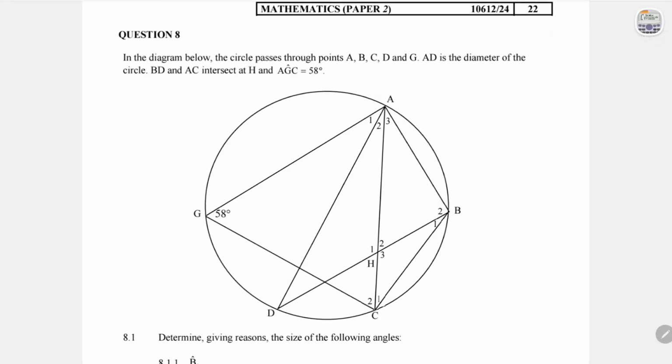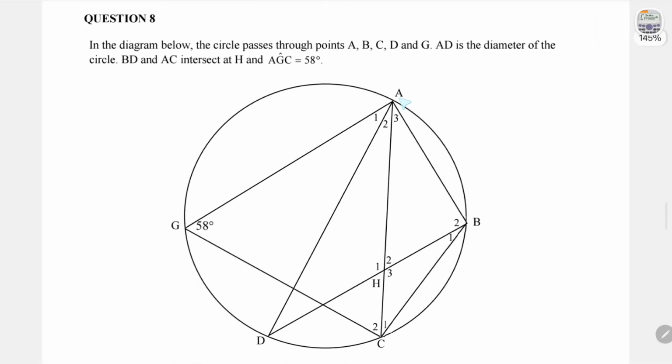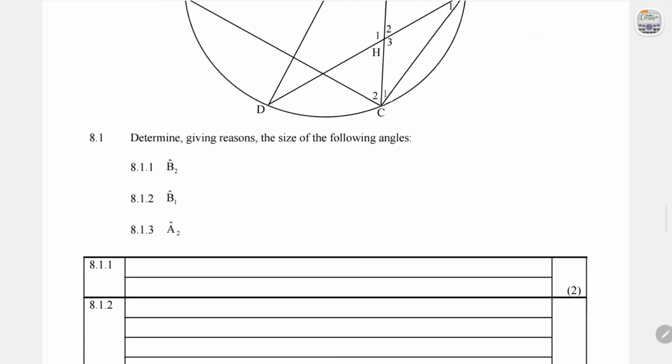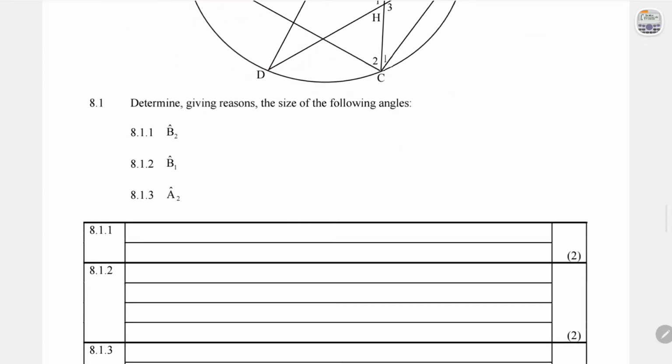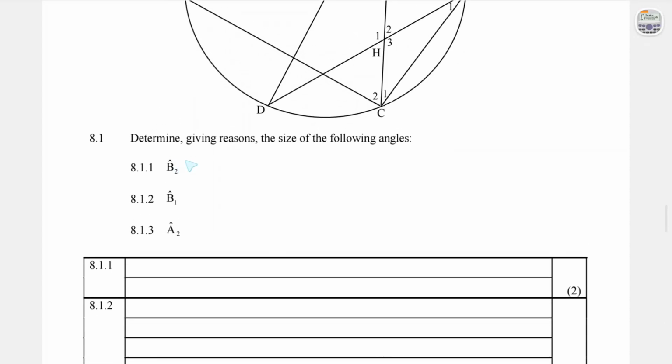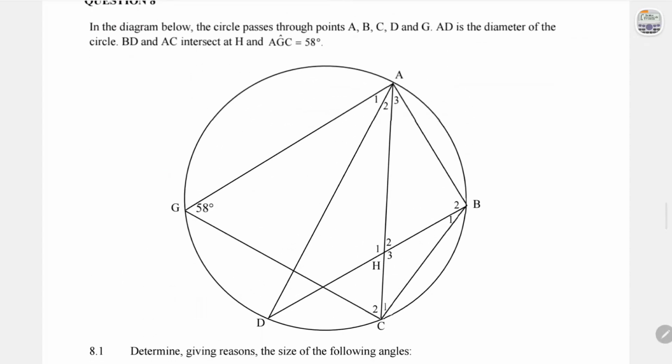Question 8 says, in the diagram below, the circle passes through points A, B, C, D, and G. AD is the diameter of the circle, and BD and AC intersect at H. We are given one angle, AGC, which is 58 degrees. The first question, 8.1, says, determine, giving reasons, the size of the following angles. We need to first find angle B2.